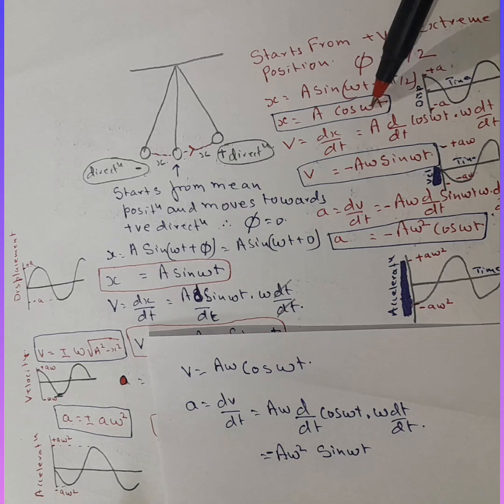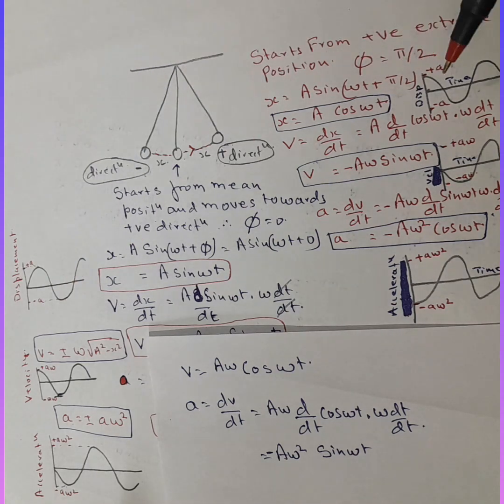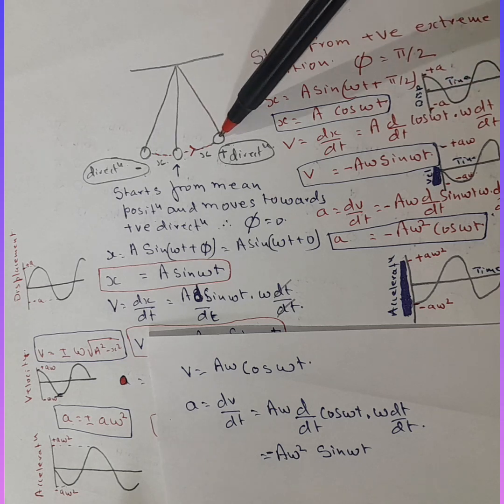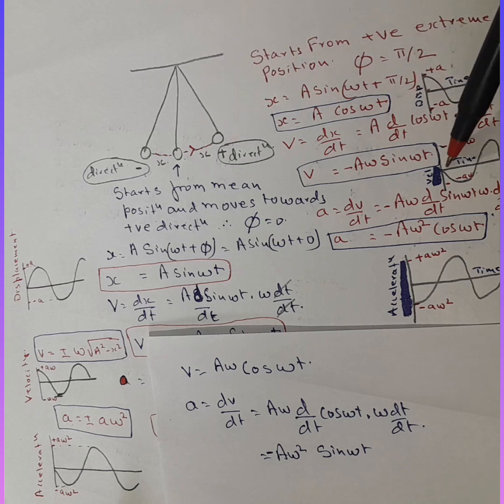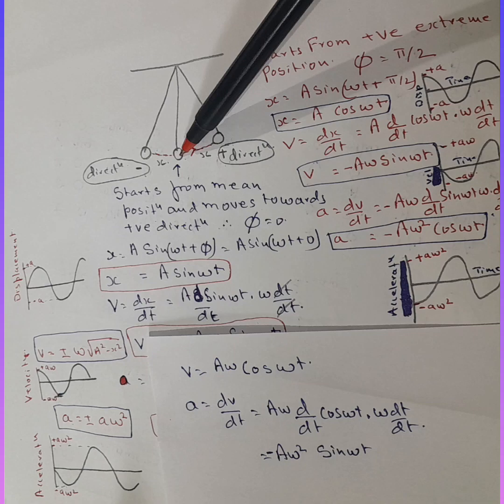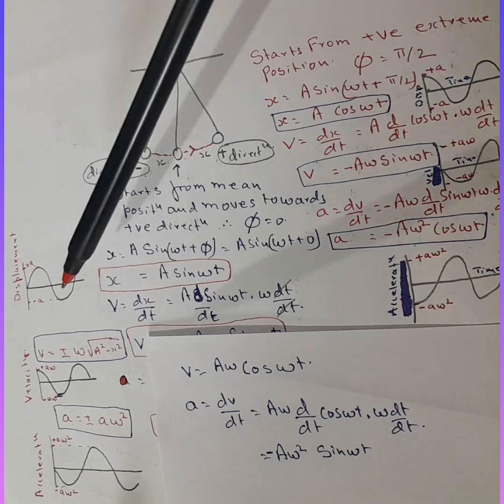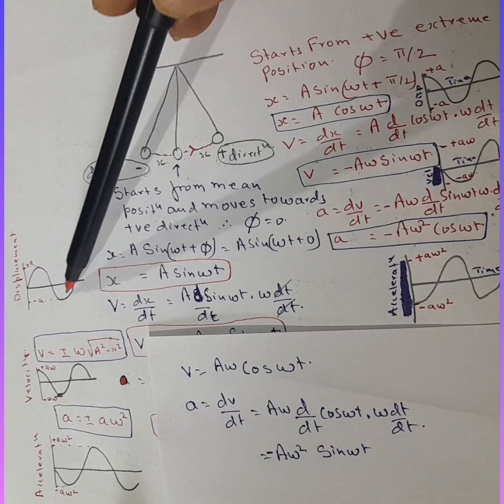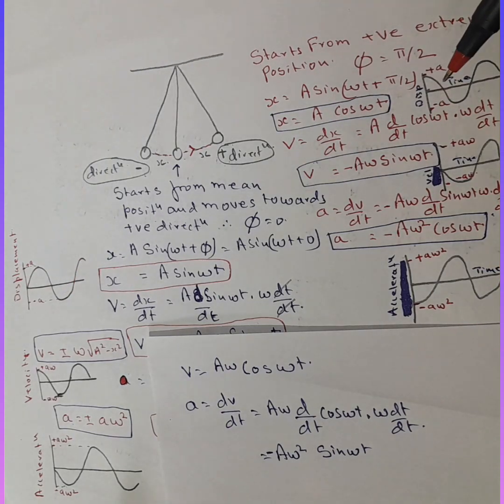So if you compare that with this, now see, this is a cos curve. Whenever we are starting from extreme position, we get a cos curve, whereas whenever we are starting from mean position for displacement, we get a sine curve. That's the difference in curve.